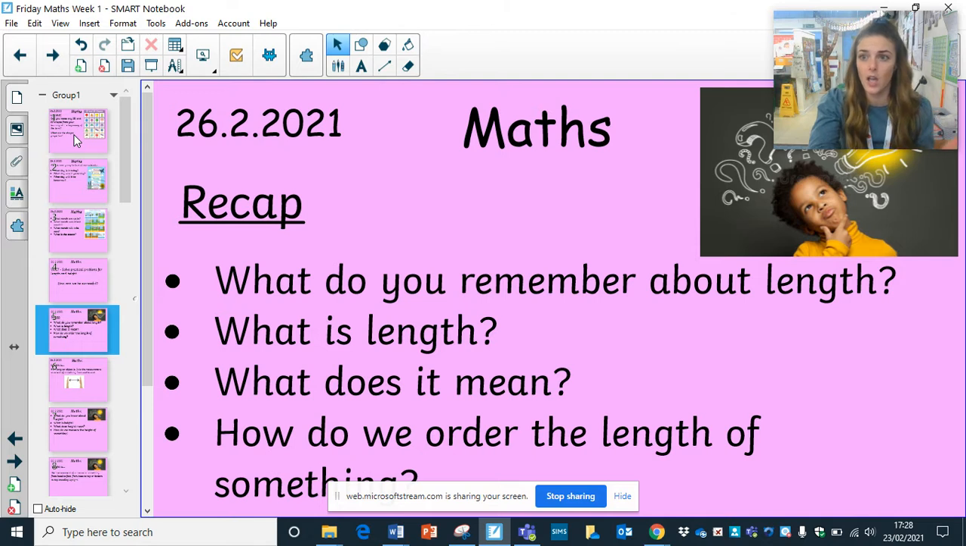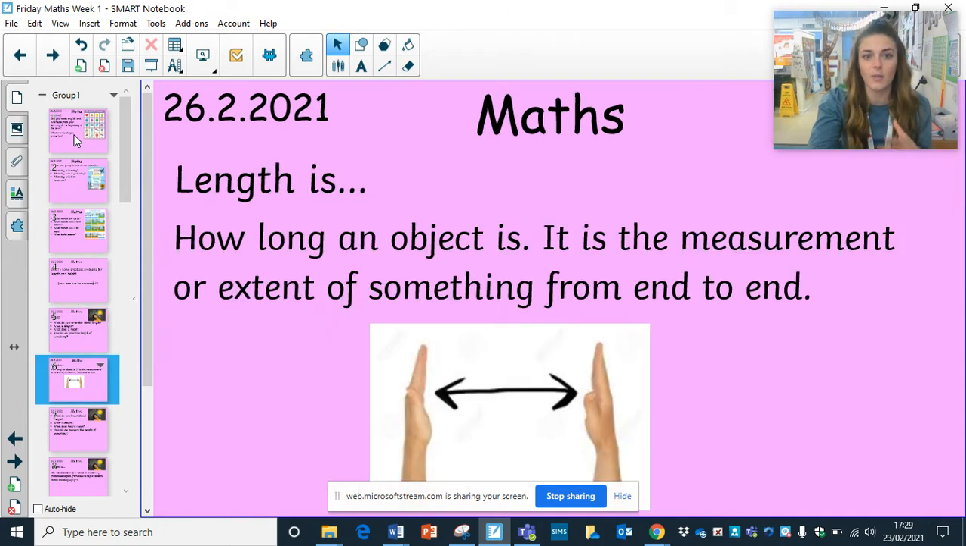So, recap. I know this sounds like I'm whizzing through, but I will be a little bit, because we have been through this all week and it is just a recap. It's not the actual learning of the lesson. So what do you remember about length? What is length? What does it mean? And how do we order the length of something? There's a pause here and then I've got the answer. So length is how long an object is. It is the measurement or extent of something from one end to the other, from end to end, side to side.